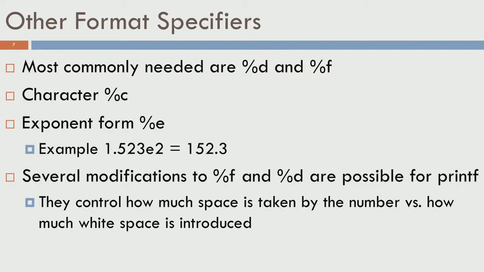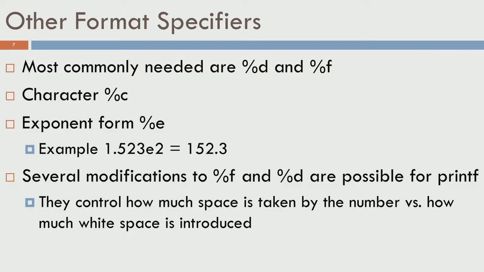There are several other format specifiers that you can use, but the most commonly needed are %d and %f. The other one that might come useful is %c, where c stands for character. So, %d is decimal, %f is float, %c is character. There is also an exponent form for floating point numbers which goes by %e. For example, 1.523 E2 means 1.523 times 10 to the power 2, which is 152.3.